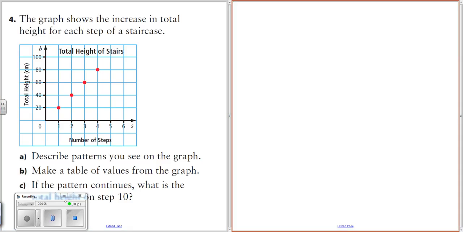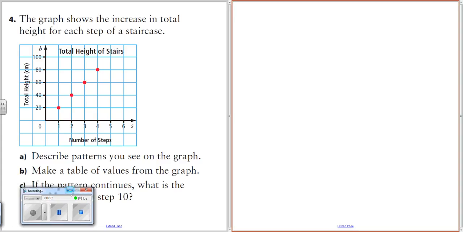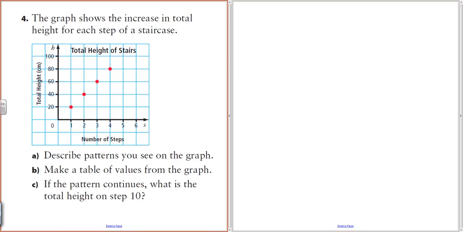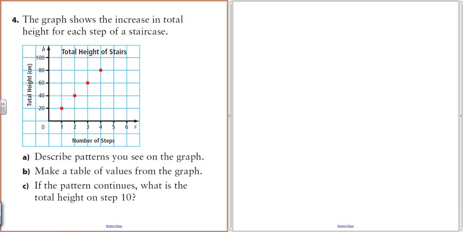Okay, question, we'll get rid of this here. Question 4, section 9.1. It says the graph shows the increase in total height for each step of a staircase, which is kind of funny because if you look at the pattern, it actually looks like an actual staircase. If I was to draw this out using the marker, I'll choose black here. If I was to draw it out and kind of start here and go up and over and up and over and up and over and up and over, I would actually create a staircase, which is kind of ironic.